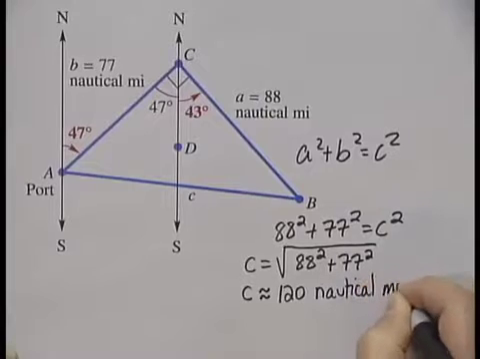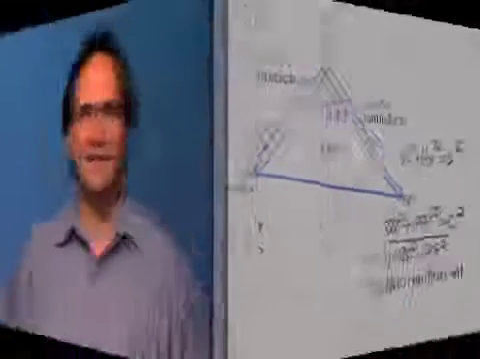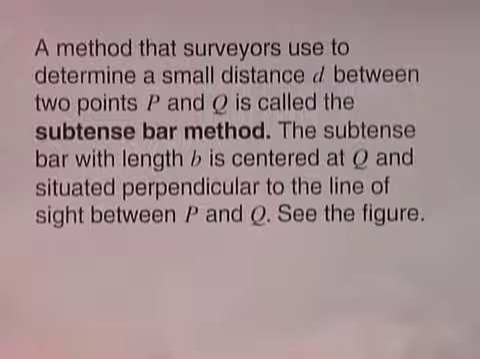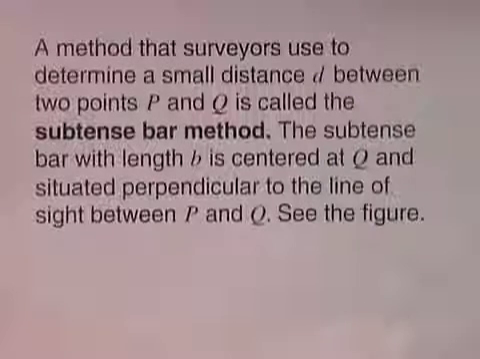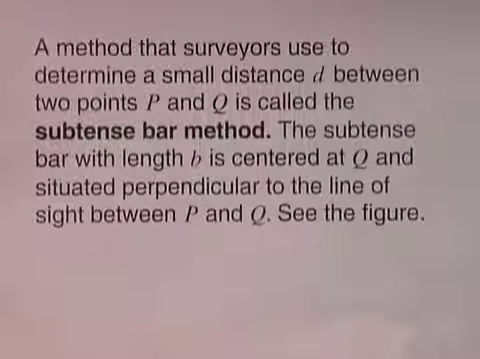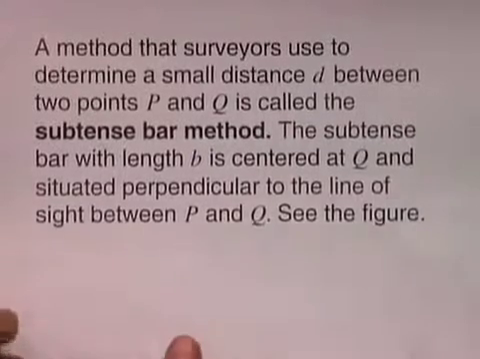nautical miles. In this example, we'll be using trigonometry to measure a distance. A method that surveyors use to determine a small distance d between 2 points P and Q is called the subtense bar method. The subtense bar with length b is centered at Q and situated perpendicular to the line of sight between P and Q. Let's look at the figure.